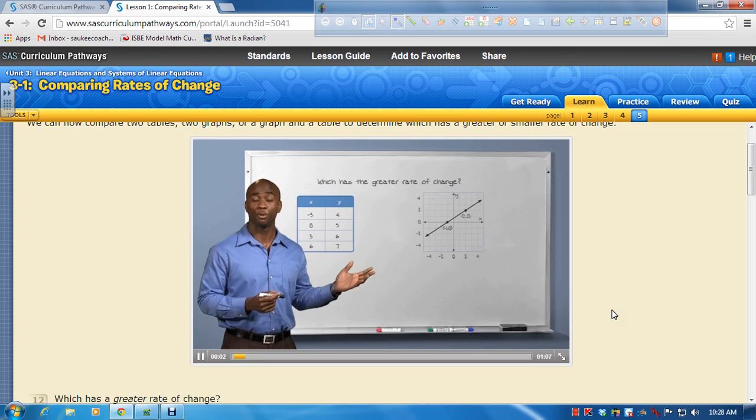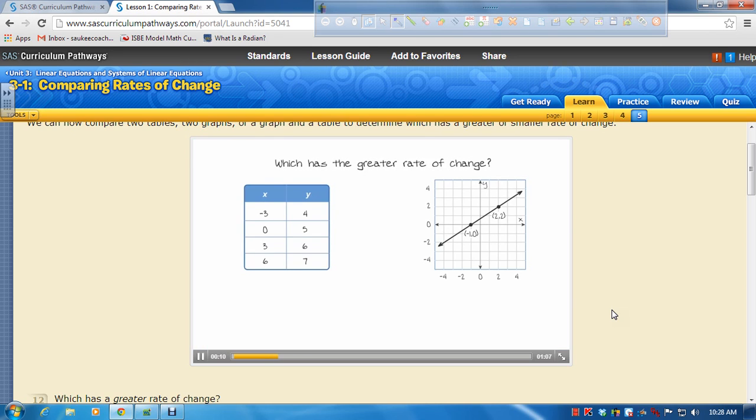We can determine whether the table or the graph shows the greater rate of change by finding the rate of change for each of them. To find the rate of change of the table, first find the change in the y values. Then find the change in the x values. Since the change in the y values is +1 and the change in the x values is +3, the rate of change is 1/3. Remember, our slope, or our rate of change, is change in y over change in x. Rise over run.